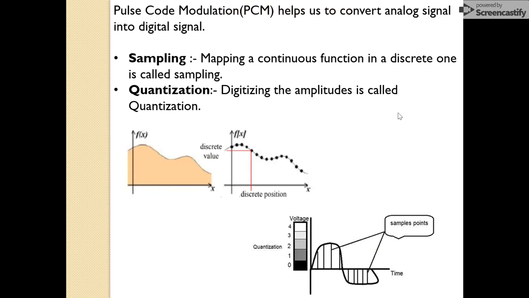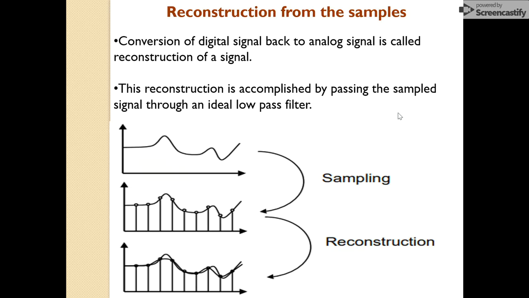Coming to the next slide, we have pulse code modulation, in short PCM, which helps us convert analog signals into digital signals. Basically, we have two processes, sampling and quantization. Sampling is mapping a continuous function into a discrete one, and quantization is digitizing the amplitudes. As we can see in the figure, these are some of the sample points that are used during quantization, which has a lot of discrete positions.